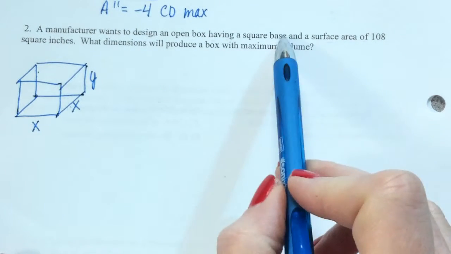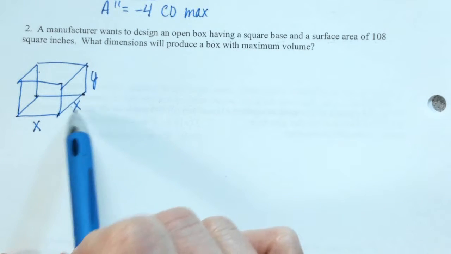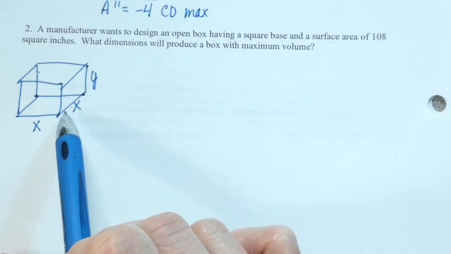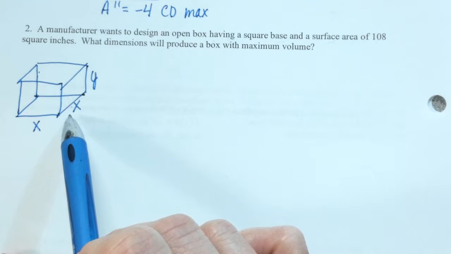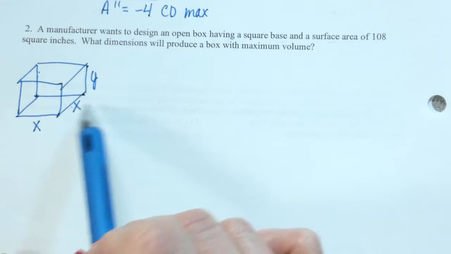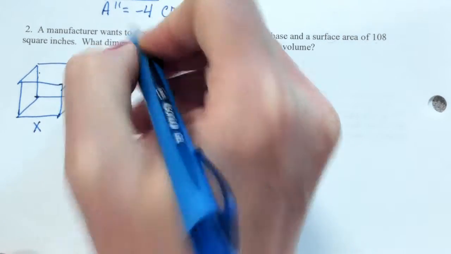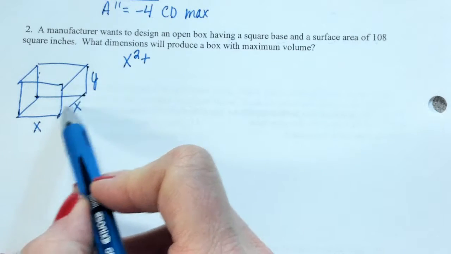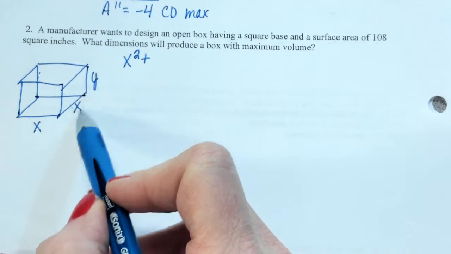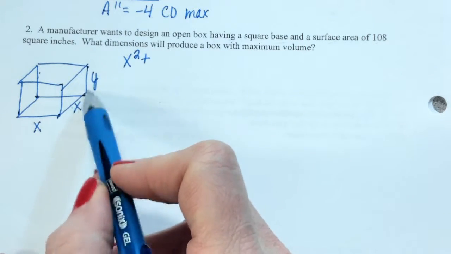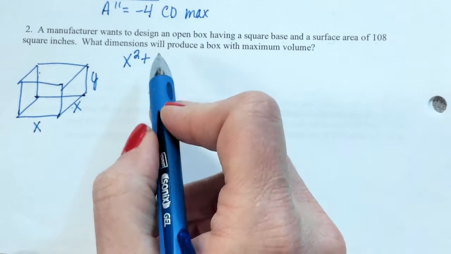And it says that we want to have a surface area of 108 square inches. So I have to write out the surface area of this. So what's the area of the floor? X times x is x squared plus, what's this base going to have an area of? Base times height. xy, and this is going to be xy. So what would I add on here to find the total surface area?